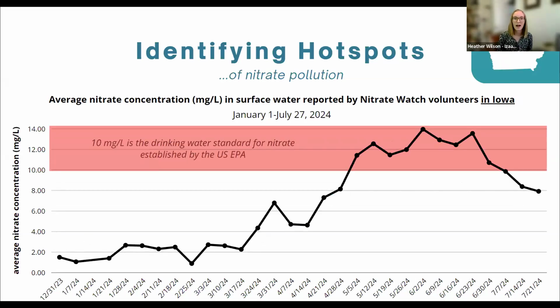And then I did zoom in on the Iowa data because we just have so much coming in from Iowa. And you can see it's the same shape, but just a lot more pronounced. The average in early June was cresting over 14 parts per million, and that's average. So there's a lot of readings that are higher than that too. So definitely a lot of nitrate flushing Iowa's waters.